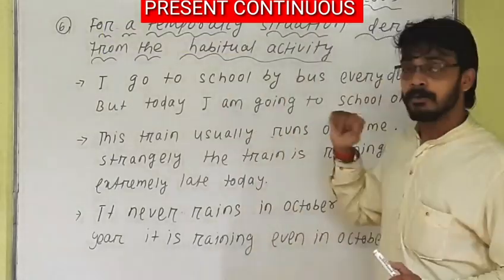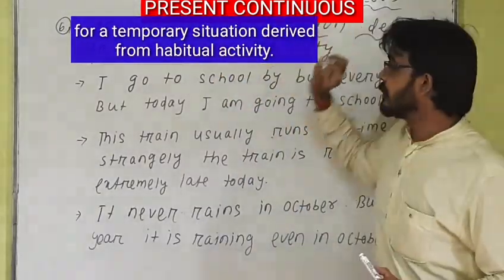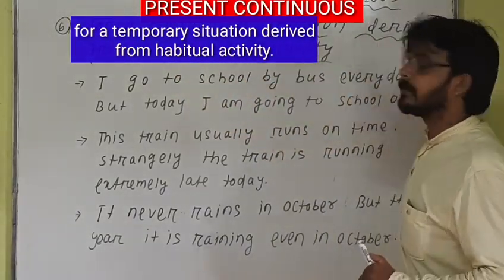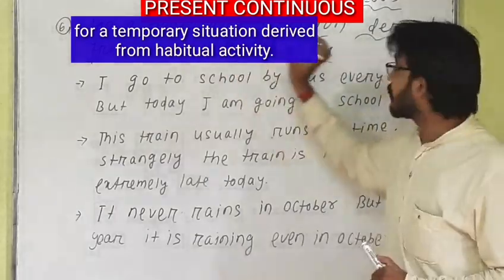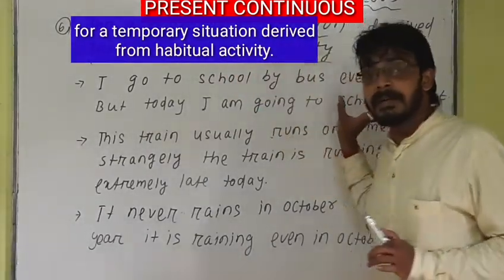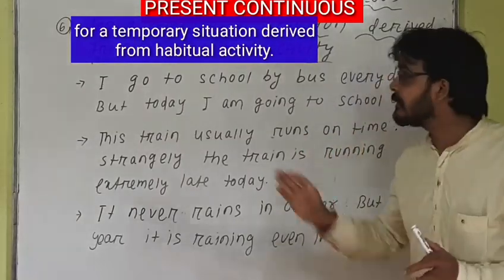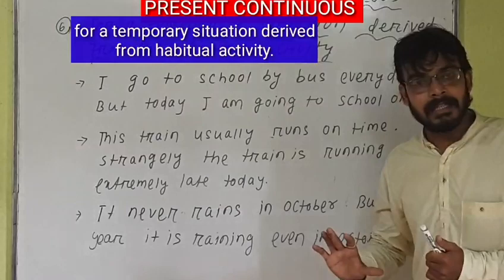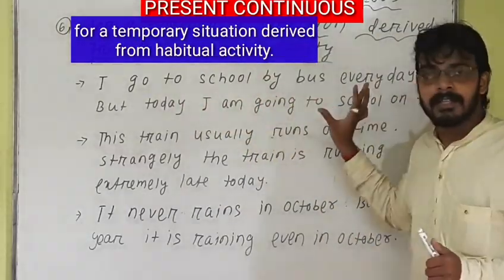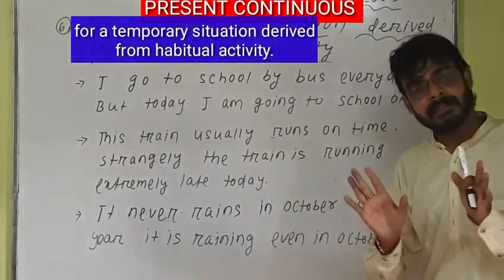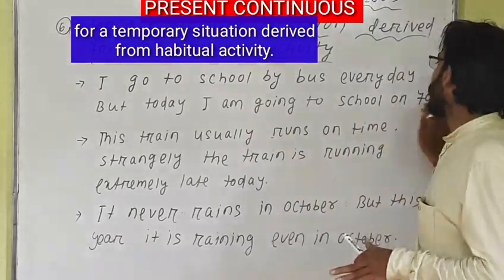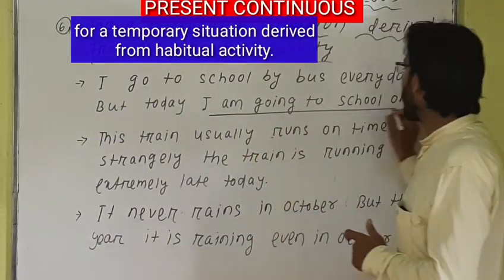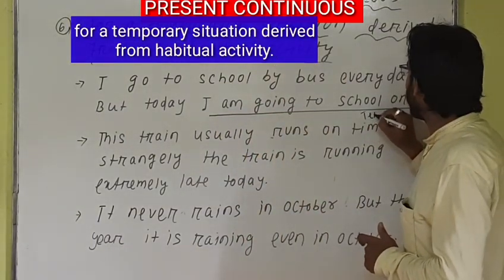Okay. The last use is that present continuous is used for a temporary situation derived from a habitual activity. Derived from habitual activity means, here, I go to school by bus. That is my habitual activity. Every day I go to school by bus. But today I am going to school on foot. So here, this is a temporary action, okay?